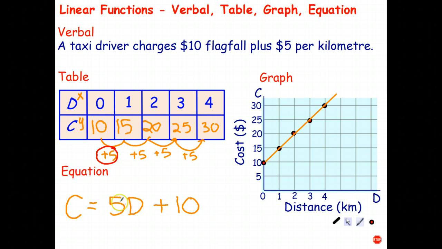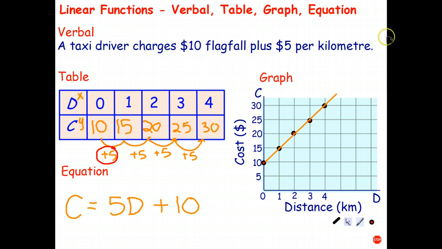Quick check. When D is 0, 5 times 0 is 0 plus 10. 0 distance costs me $10. Let's try, say, 3. 5 times 3 is 15, plus 10 is 25. A 3 kilometer trip is going to cost me $25. So in fact, it does check.